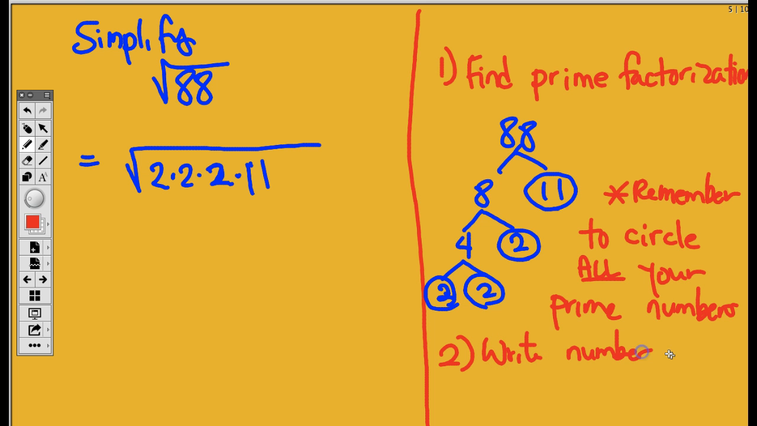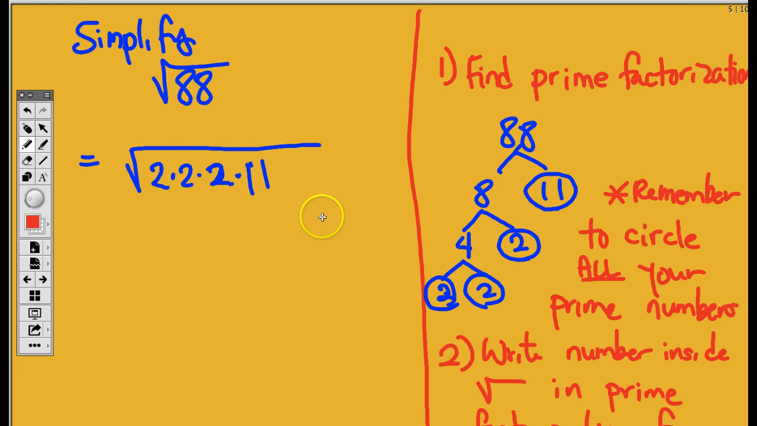Now, the next step, actually let me finish writing down step number 2, which is write number inside the square root in prime factorization form. I don't know if this makes sense. I hope it does. And so that's what we did right here, okay?